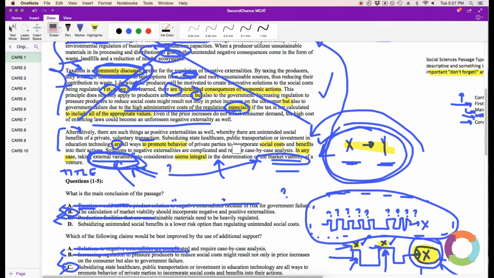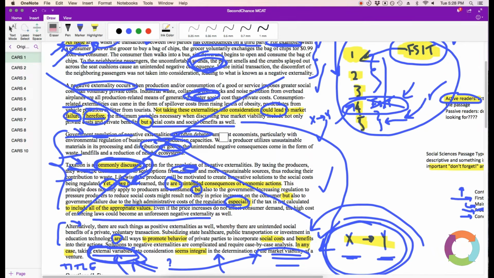So the passage main idea was not about solutions to negative externalities. It was not about taxation. It was not about government regulation. It was not about subsidizing healthcare and public transportation. It was not about promoting behavior. It was not about that at all. The main point that the author's trying to make is, hey, don't forget, right?